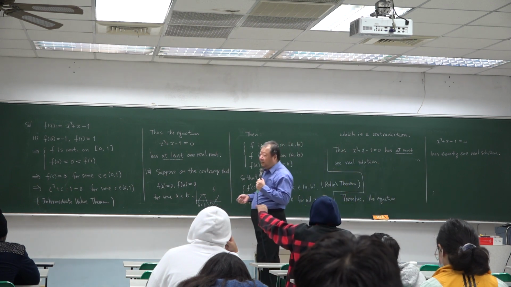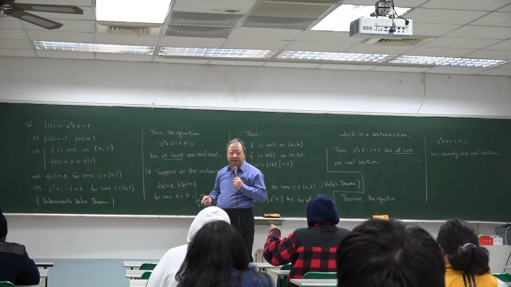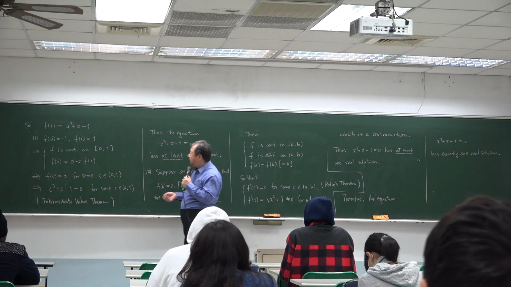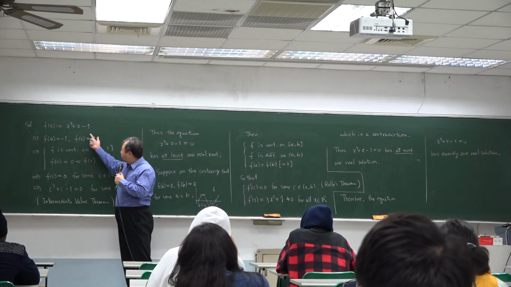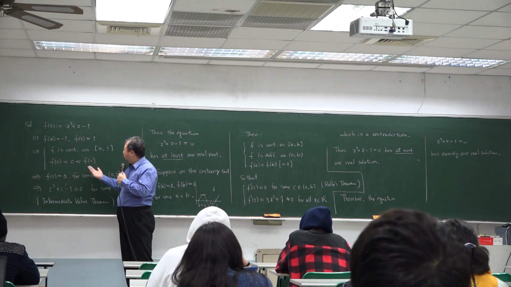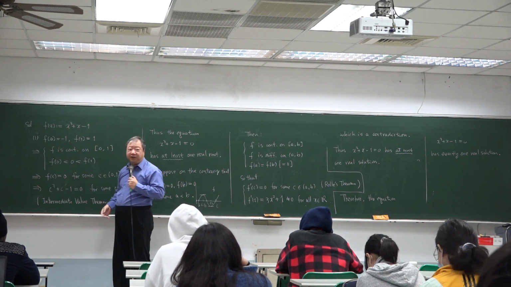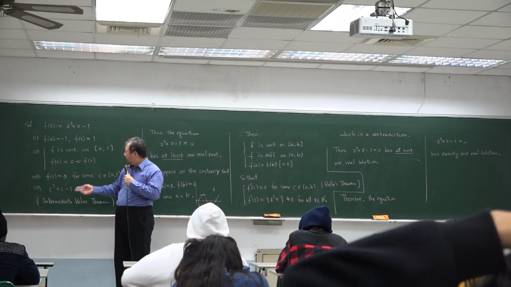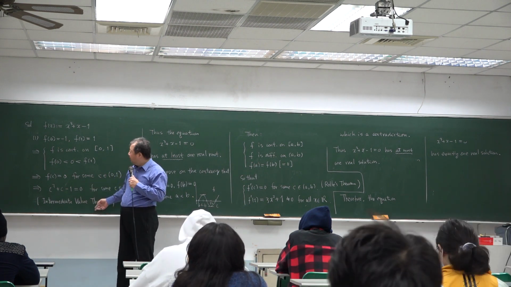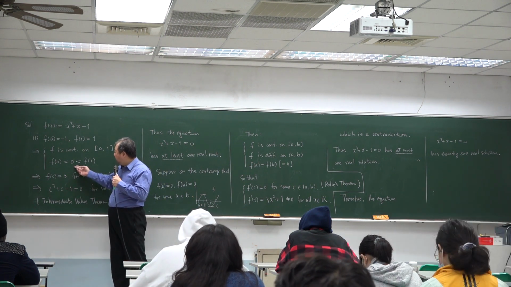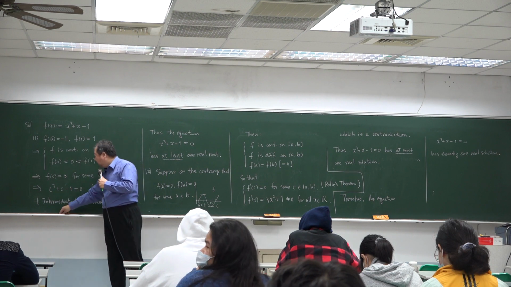You said if you change the signs, they're going to get the solution. Yes, they change the signs. This function changes the signs from 0 to 1. So by the intermediate value theorem, 0 is an intermediate value of this function.